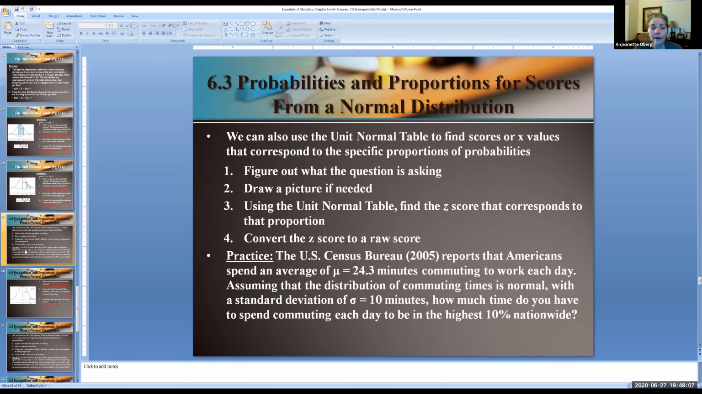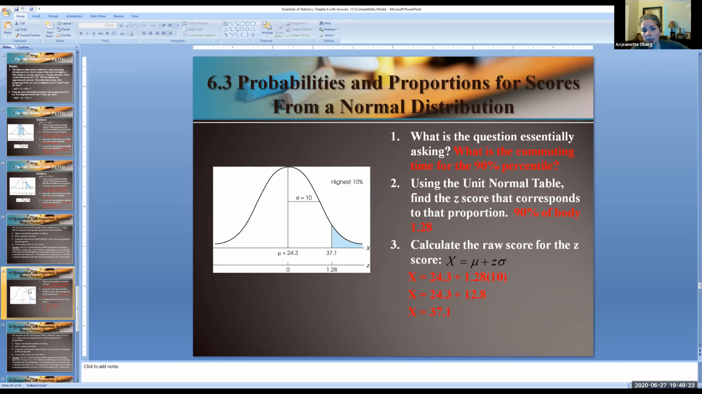We can also look at finding X values that correspond to specific proportions and probabilities. So I look at the proportion for the z-score, and then I transform that back to that raw score value, okay? So again, use your picture. Instead of going from the raw score to the z-score, you're going from the z-score to the raw score, same diff, okay? And so here's the question: what is the commuting time for the 90th percentile? Okay, this should really be 90th percentile. And so it's basically saying when there's only 10% in the tail.